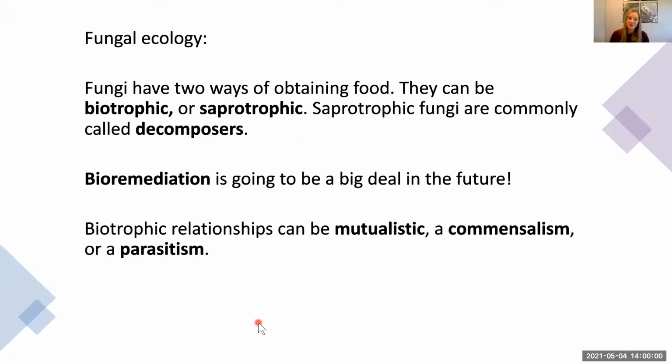Now, fungi have a couple different ways that they exist in the world. And we refer to that as fungal ecology, which is what we've been focusing on this term. They can either get their food from something living, which is called biotrophic. Remember, trophic is eating and bio is living. So they're going to get their food by having a partnership with someone living or by parasitizing someone living. Or a fungus can get its food by being saprotrophic, which means that it's decomposing dead material. So it's getting its food from something that's dead already.